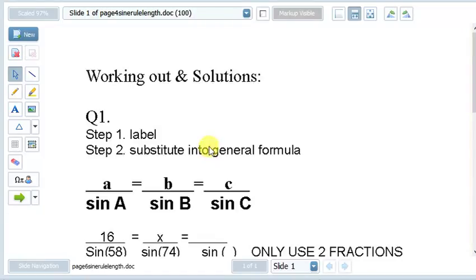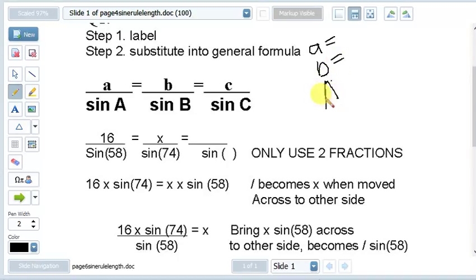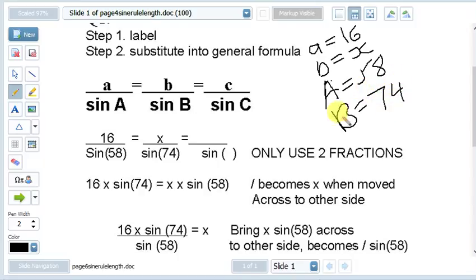Okay, so let's get on with the answer. So first of all we've labelled, and then what we've got to do is we've got to write down what the A equals, B equals, etc. So capital A and capital B. So little a is 16, little b is x, capital A is 58 degrees, and capital B is 74 degrees. And that's from the triangle.